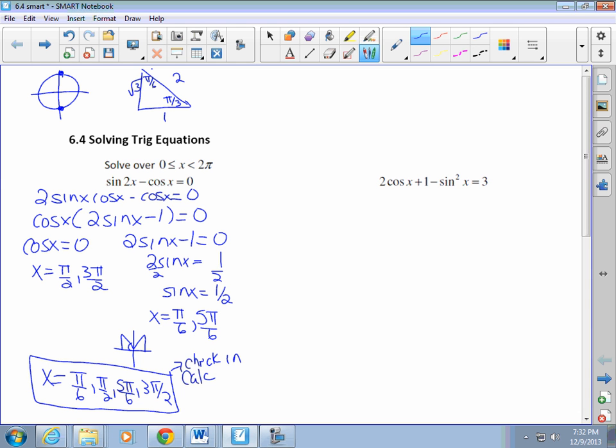Well, 1 minus sine squared x, if I think about my Pythagorean identity, says cos squared x plus sine squared x is equal to 1. So if I move that over, cos squared x is equal to 1 minus sine squared x. So when you're solving these, you always want to either have all sines or all cosines. I went with the all cos. So 1 minus sine squared, I'm going to substitute into there. So this will be 2 cos x plus cos squared x is equal to 3.